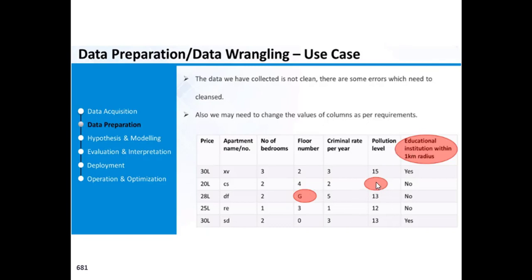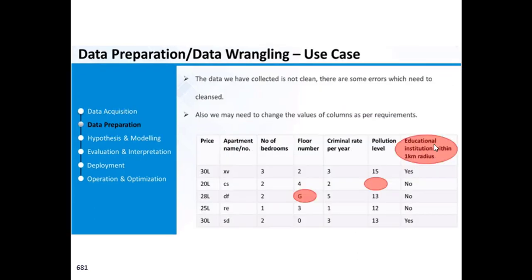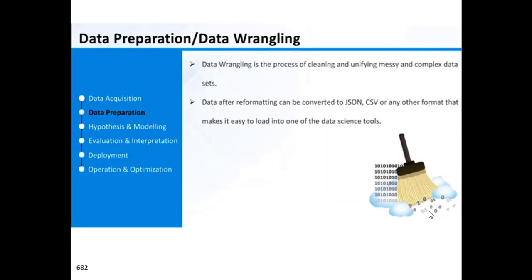This needs to be fixed before we actually move on to the modeling part. Now for educational institutions, instead of taking the distance, I just change it to a boolean field wherein I say whether the educational institution is within a 1 kilometer radius or not. So I have a boolean value here.